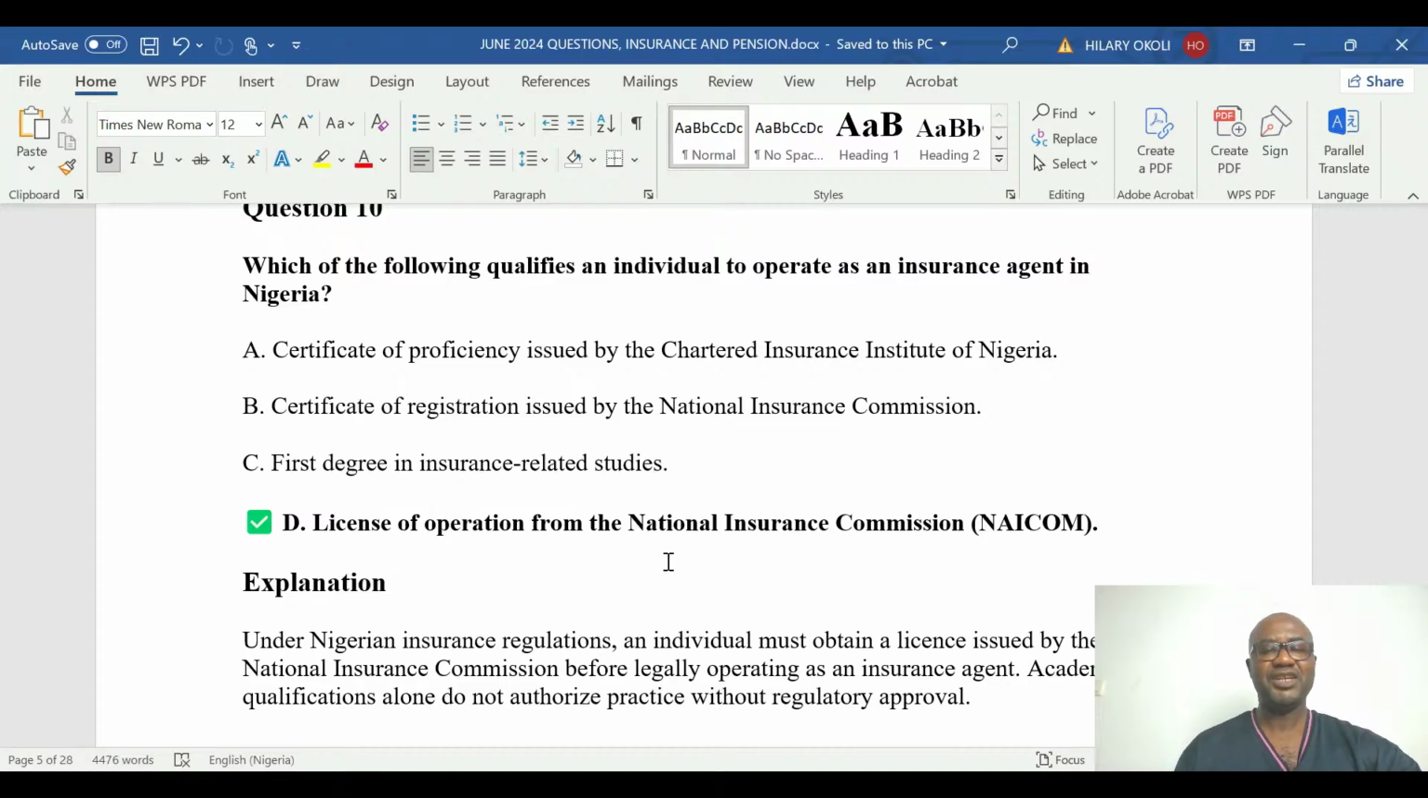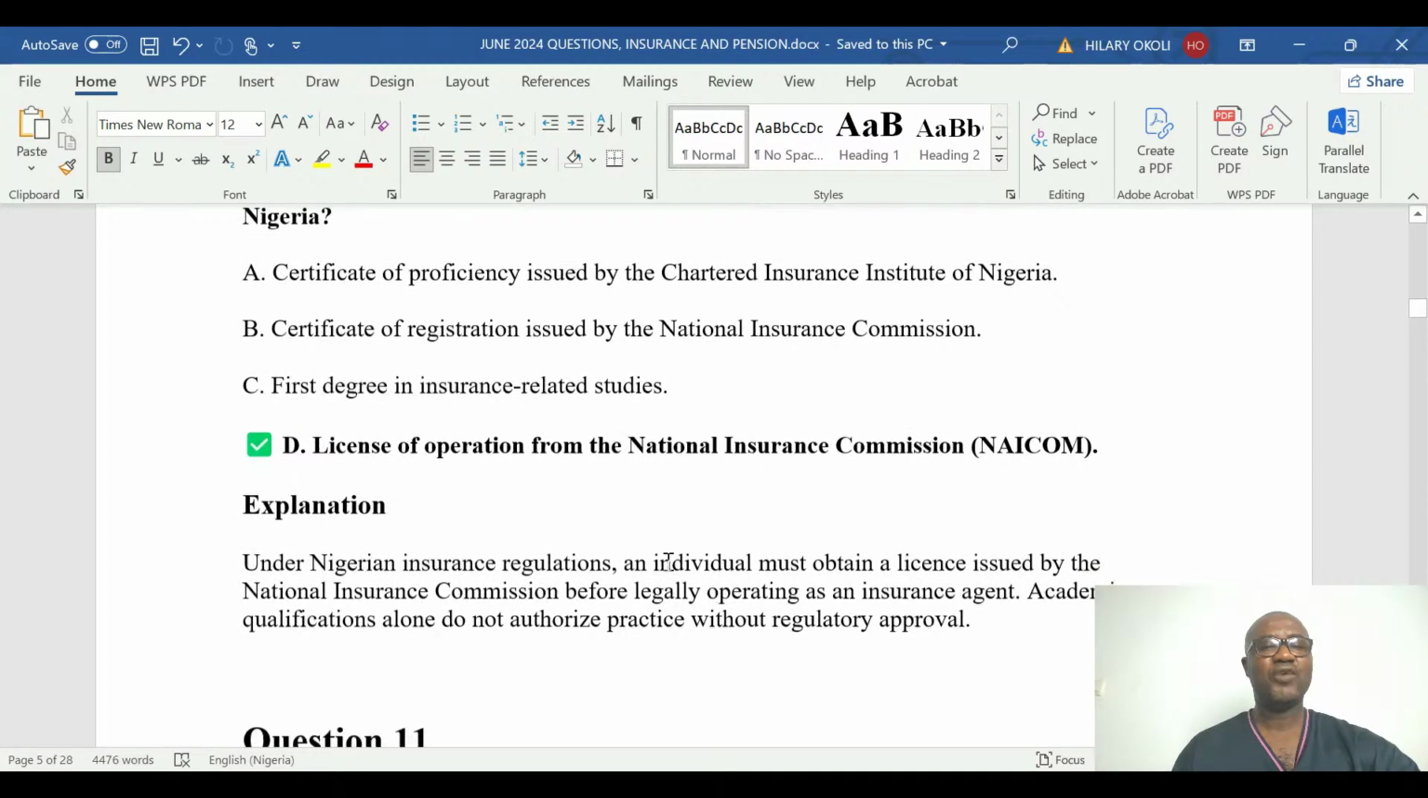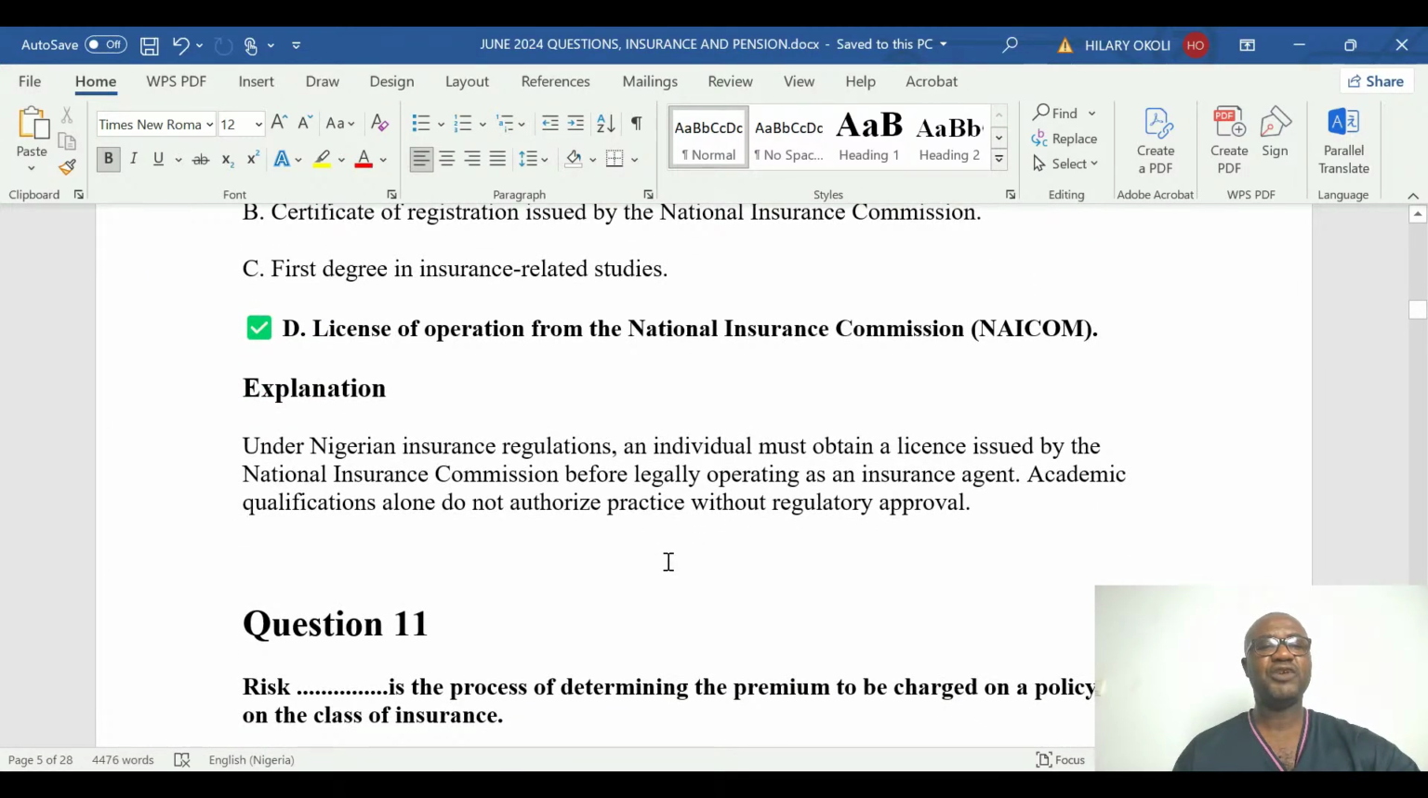Then a further explanation to highlight why that is correct: under Nigerian insurance regulations, an individual must obtain a license issued by the National Insurance Commission before legally operating as an insurance agent. Academic qualification, and even a PhD holder in insurance, does not authorize practice without regulatory approval.